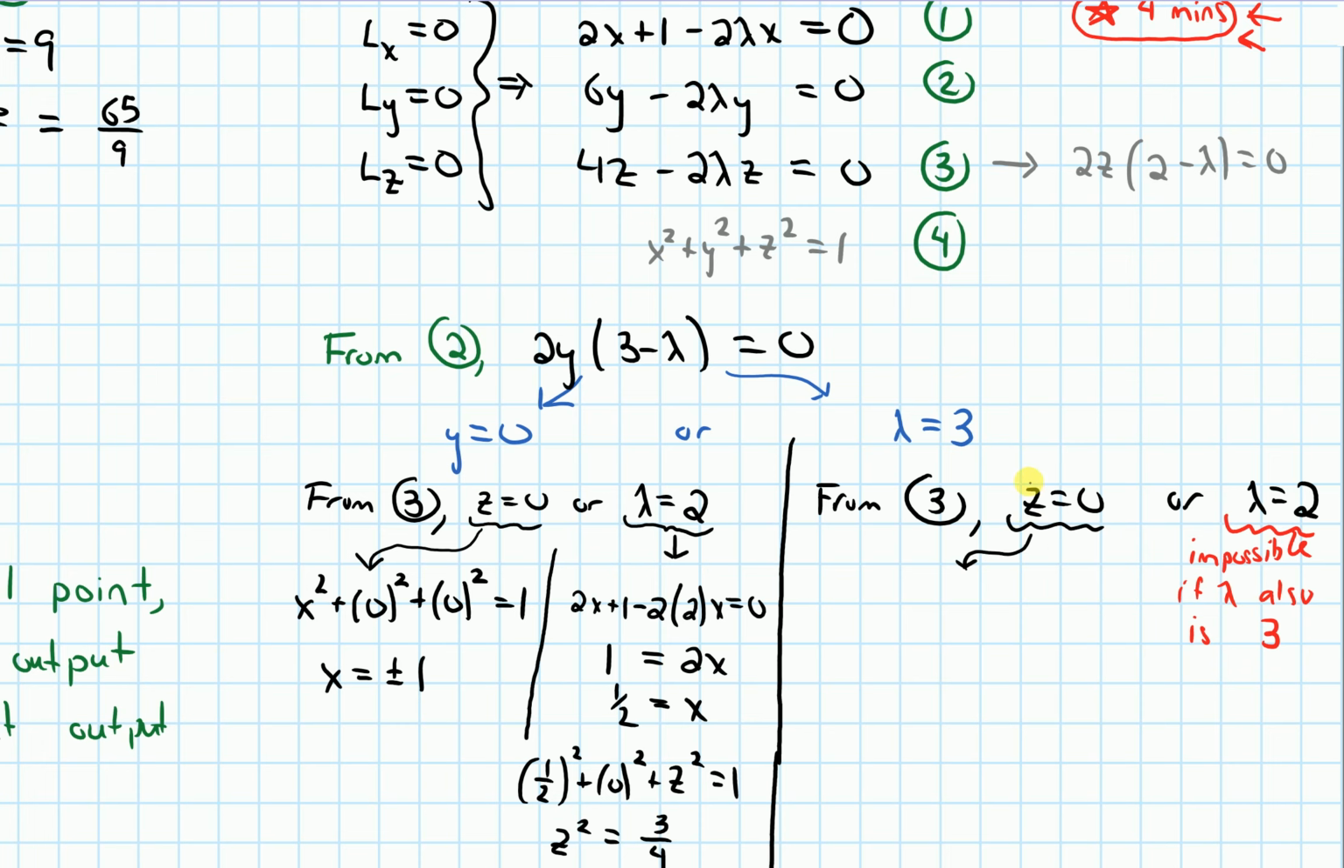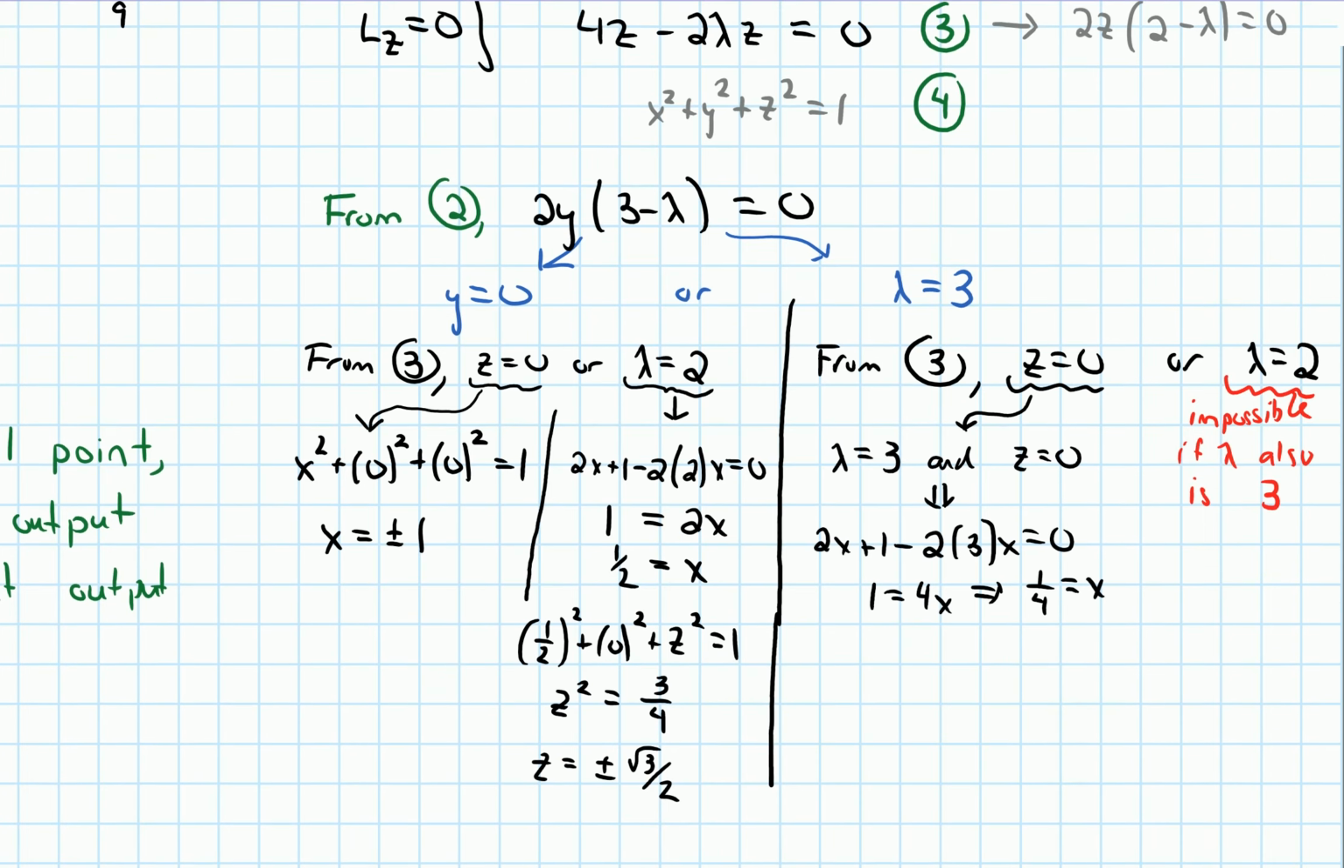So when z equals 0, now we know that lambda equals 3 and z equals 0 within this subcase. So I could take that lambda value and plug it into my first equation and get 2x plus 1 minus 2 times lambda, which is 3, x equals 0. And if I simplify this, we get 1 equals 4x. Dividing by 4, we get 1/4 equals x. All right, so now I know the z value, which is 0, and the x value, which is 1/4.